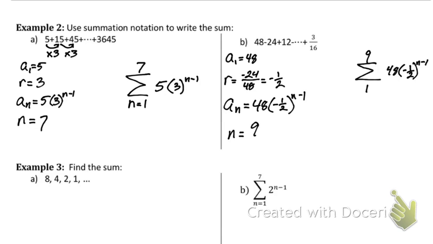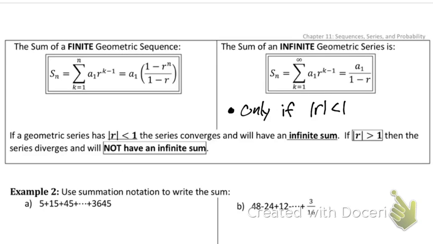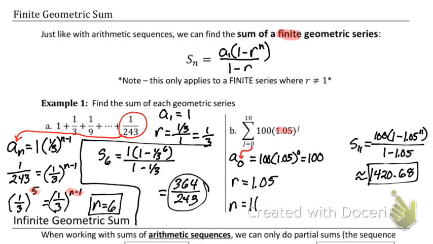We do have 48 times negative 1/2 to the n minus 1, and it goes from 1 to 9 using our calculators. All right, the next 4 are finding sums. Well, there's only one that's finite, and it's this one. This is our finite one. As soon as we see finite, we're going to use a particular formula, our finite formula, one that we did first. I'm just going to copy and paste it so I don't have to write it down again.